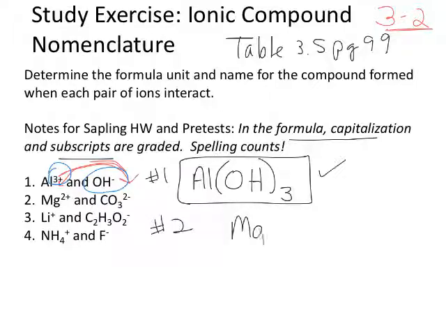Okay, so let's do number 2. Magnesium is a 2 plus. So that's going to end up being your little subscript for carbonate. You should memorize carbonate is CO3 with a 2 minus. You need to know that. That's carbonate.